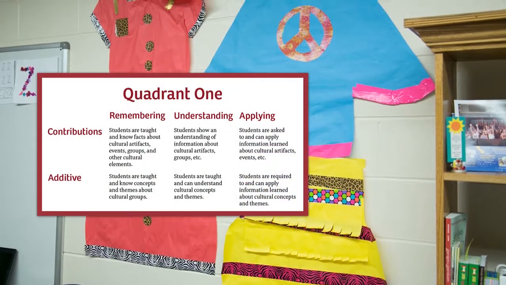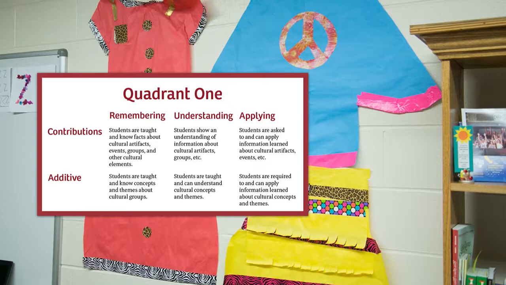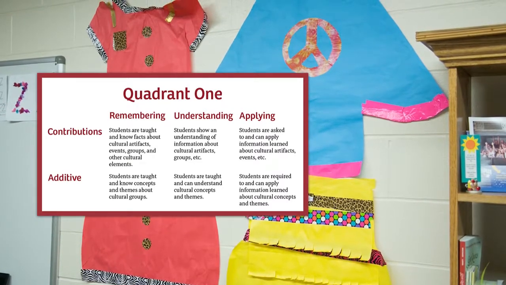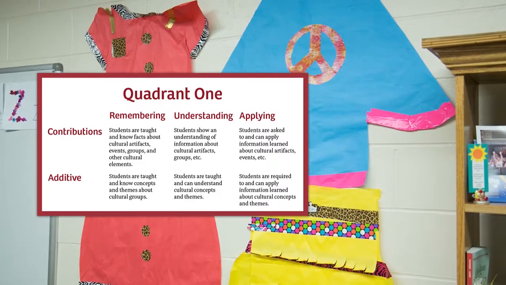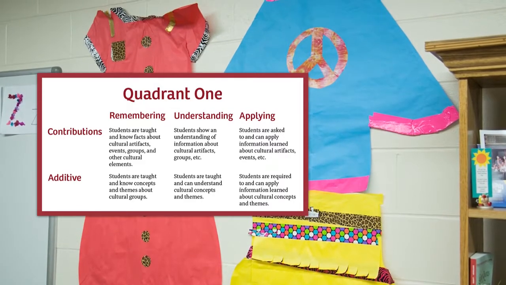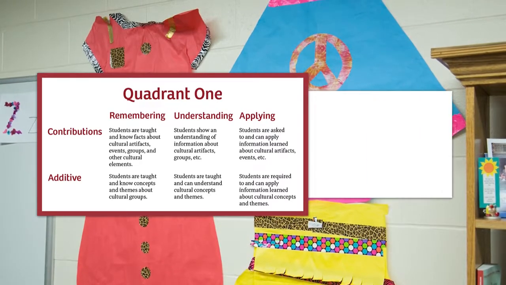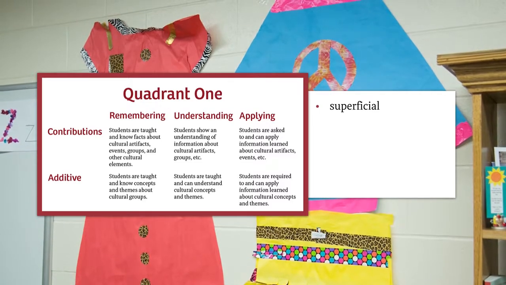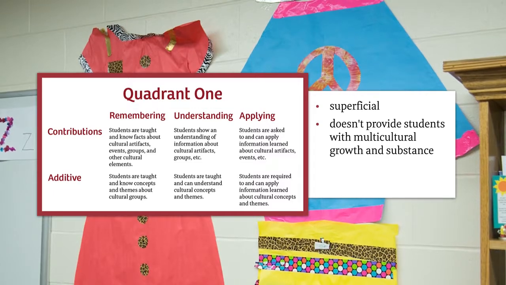Quadrant 1 contains the 3 lower levels of Bloom's taxonomy: remembering, understanding, and applying, and the lowest 2 stages of Banks's multicultural model, contributions and additive. Working in this quadrant, your students will know, understand, and apply information about cultural elements, groups, and concepts, but only in a superficial way. Moreover, the content provided in Quadrant 1 usually doesn't provide students with multicultural growth and substance.